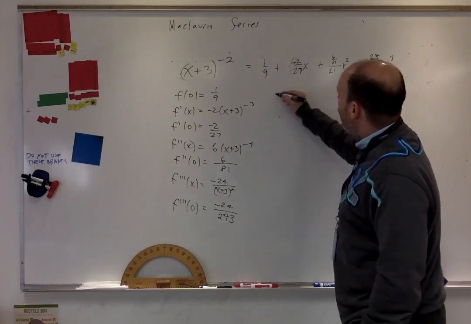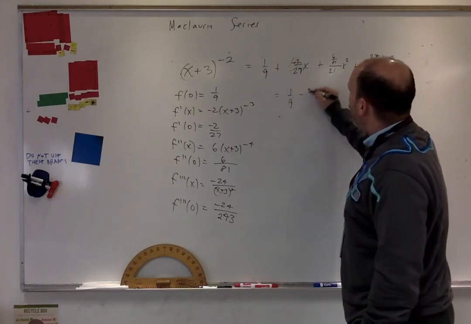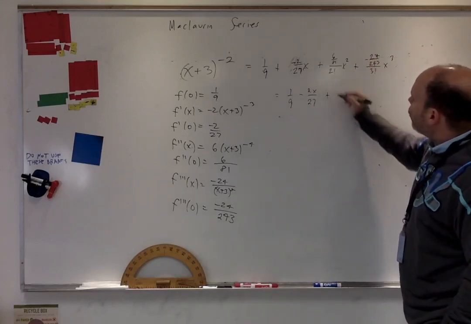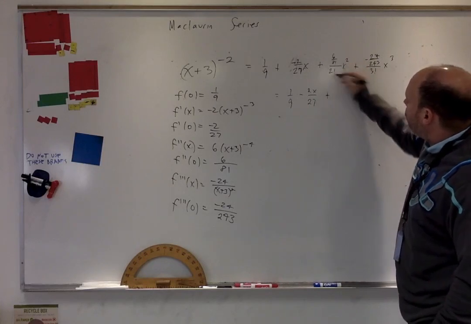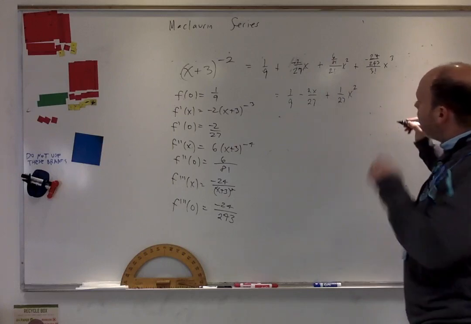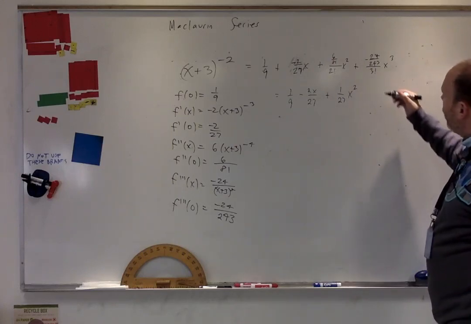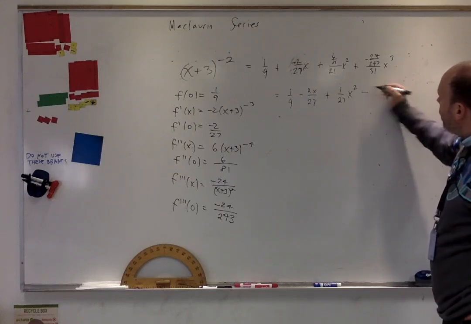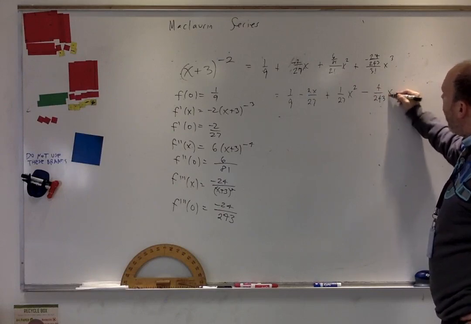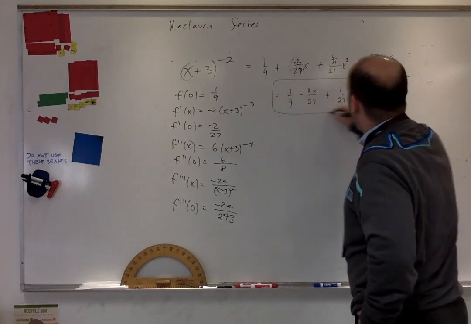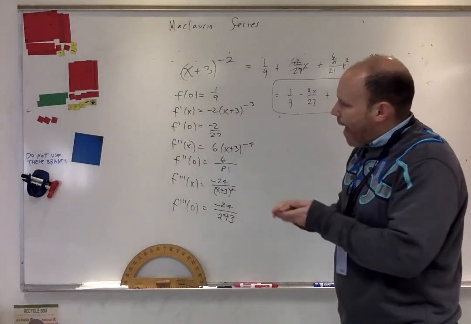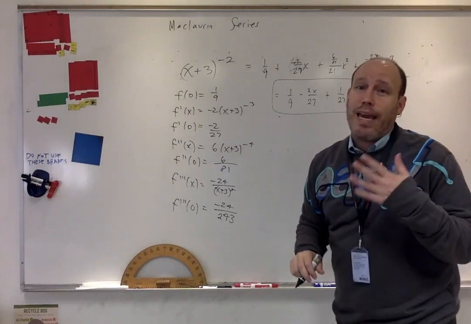Let's make it nice and pretty. We have 1/9 minus 2x over 27 plus, what do we have? 6 divided by 2, so it's 3 over 81 or 1 over 27 x squared, right? And then what's going on over here? We have minus 4 over 243 x to the third. And what we've just done is all that work from chapter 1, expanding out a binomial to a negative power. We could even take it further.